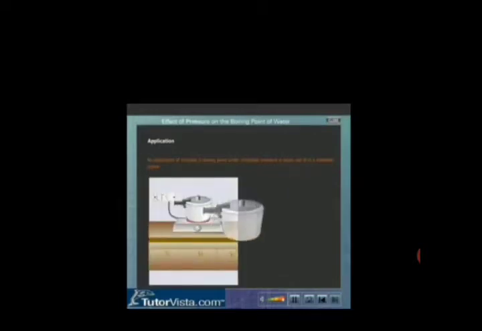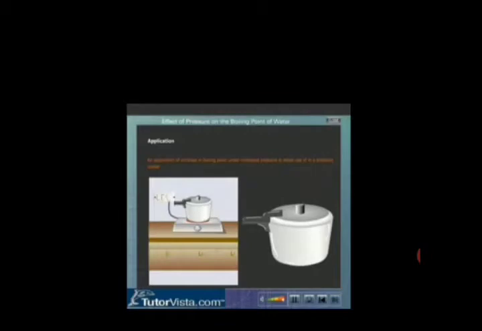How? What is happening is, when the pressure increases in the pressure cooker, the boiling point also increases, hence the food inside the pressure cooker gets sufficient heat before the water boils. This makes the cooking easier and faster.